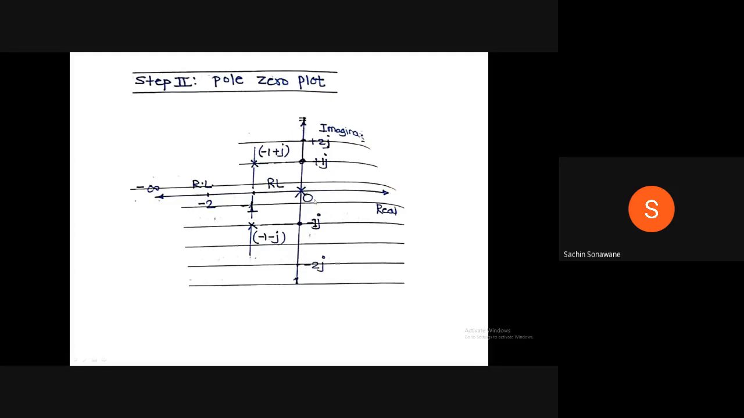Therefore, indicate a cross here. Second pole is minus 1 plus j, and third is minus 1 minus j. Therefore, towards the right side of 0, no root locus region, and towards the right side of minus 1 plus minus j, root locus region exists. And again, towards the left side of minus 1 plus minus j, up to minus infinity, root locus region will exist. X axis is known as real axis, y axis is known as imaginary axis.